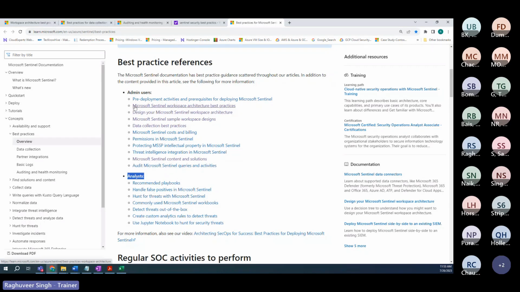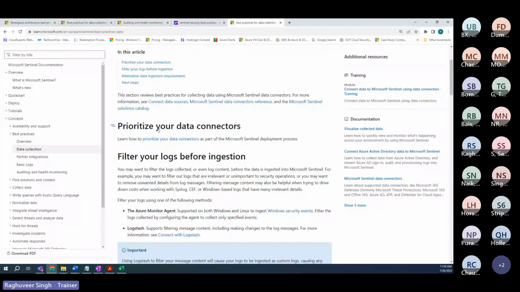Then comes data collection best practices. I already talked about those best practices. The only best practice for data collection is to identify what you need to connect. First, you would have 100 things in your mind, but keep in mind one thing, that there is a cost to everything that you collect. So identify your mission critical workloads, applications and data sources for which you need to collect the logs. That's the first thing that you need to identify.